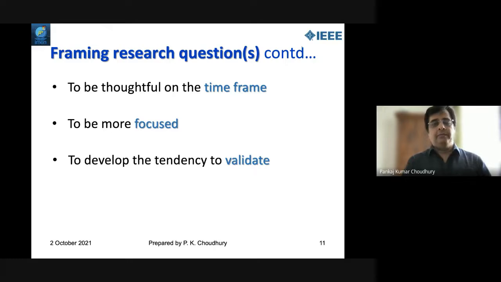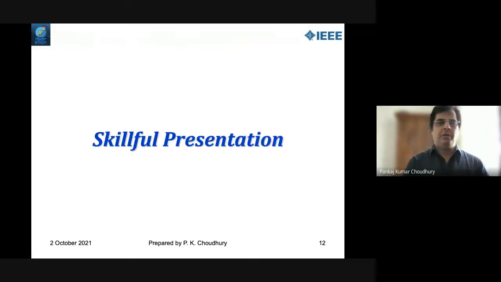And then the kind of solution that you get must be validated properly. One has to develop the tendency to validate the results. For example, one has some theoretical results that may be validated through experiments or through simulation. One has to validate, or it should be validated by giving certain logic, so that the reviewers can be convinced. So this is all about the very basics of research.